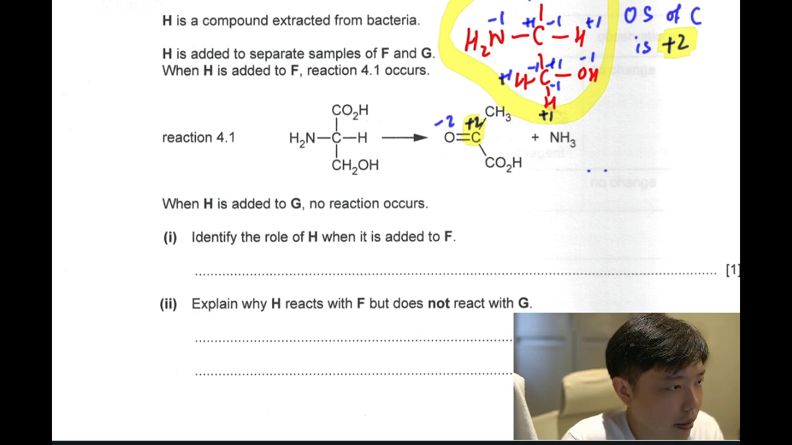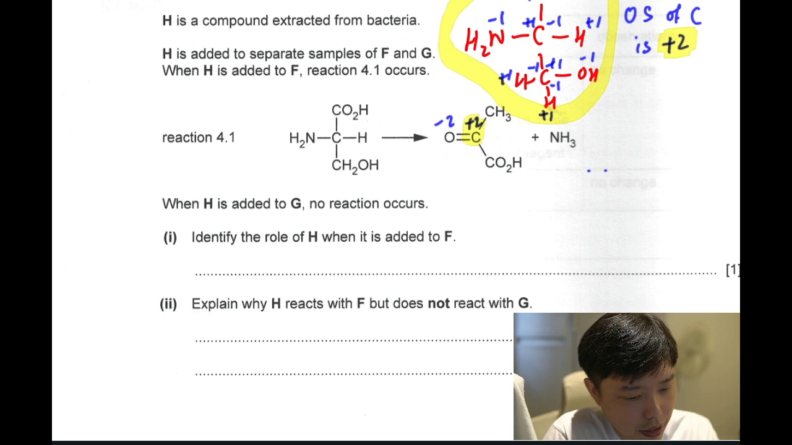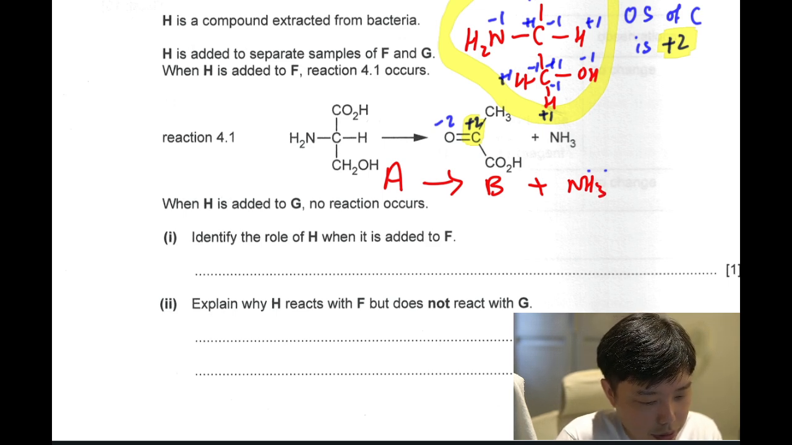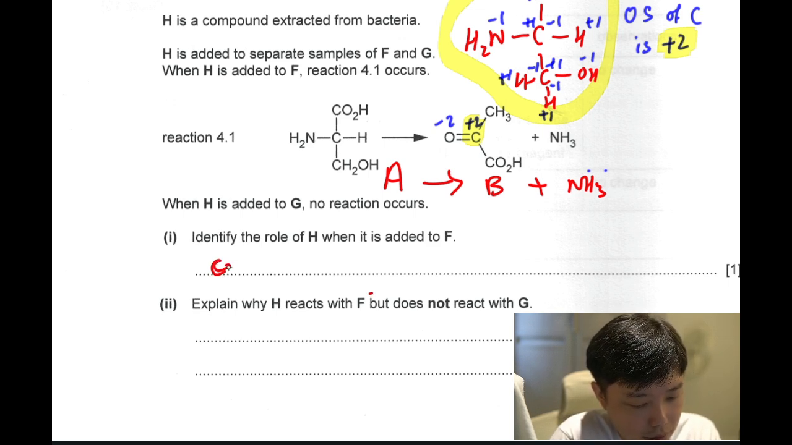So most likely it is just elimination, because you have this formula where A gives you B plus a small molecule. Okay, elimination. What is the role of H? H is most likely a catalyst. Okay, it's most likely a catalyst that causes this to happen.